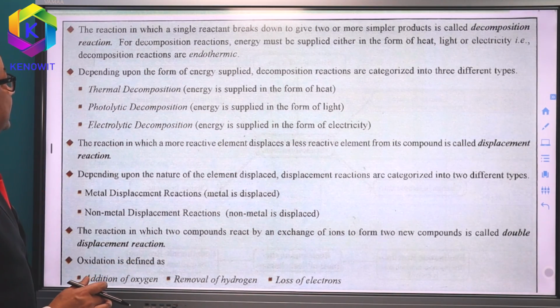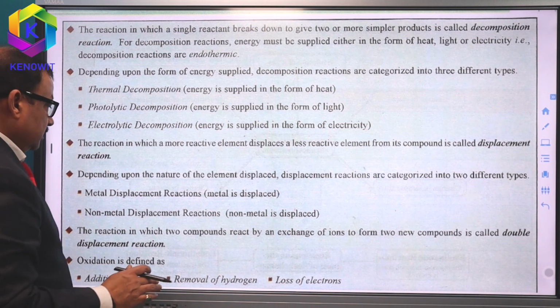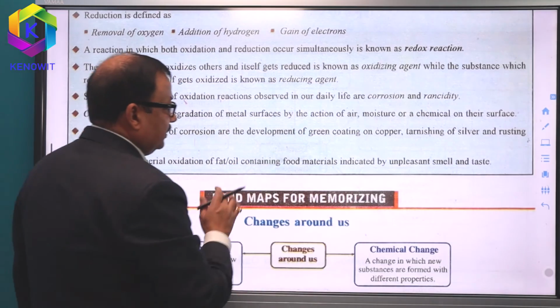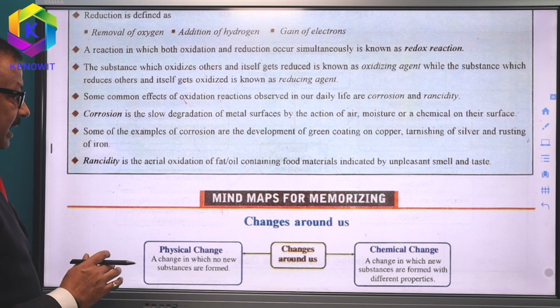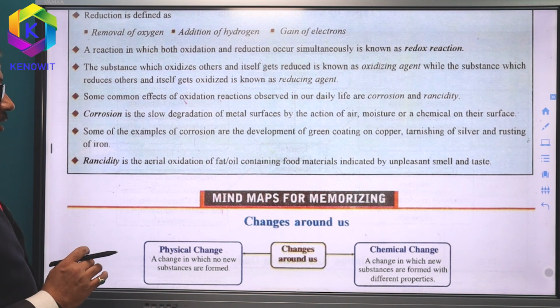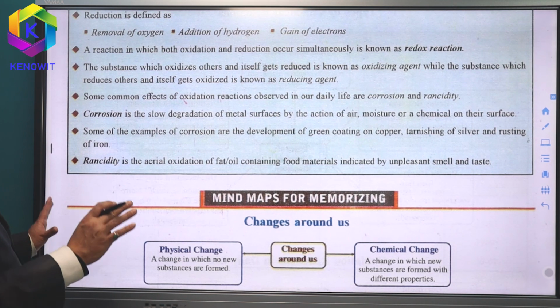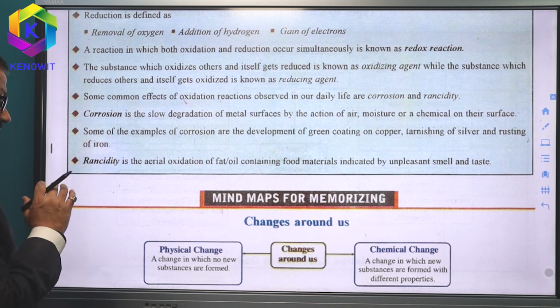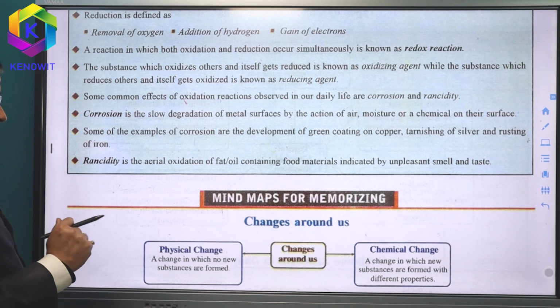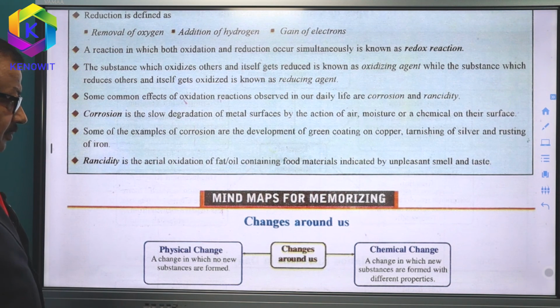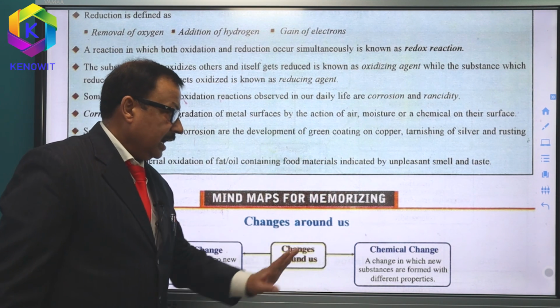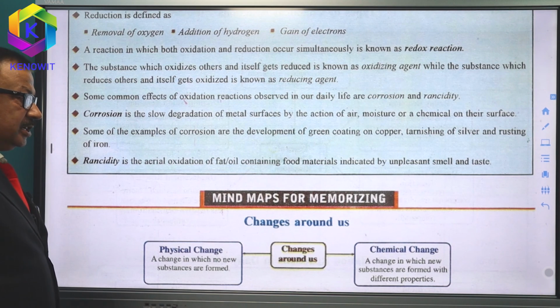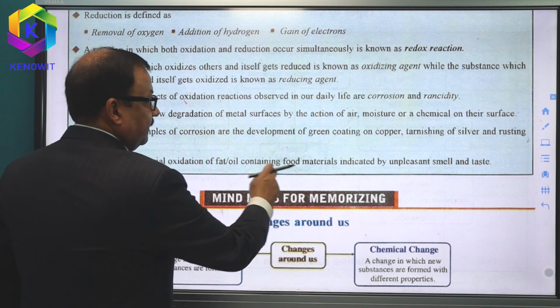And then redox reaction, then corrosion, displacement of metals and non-metals, and then mind maps for memorizing the entire chapter. Physical change is a change in which no new substance is formed, change around us, and a chemical change is a change in which a new substance is formed.